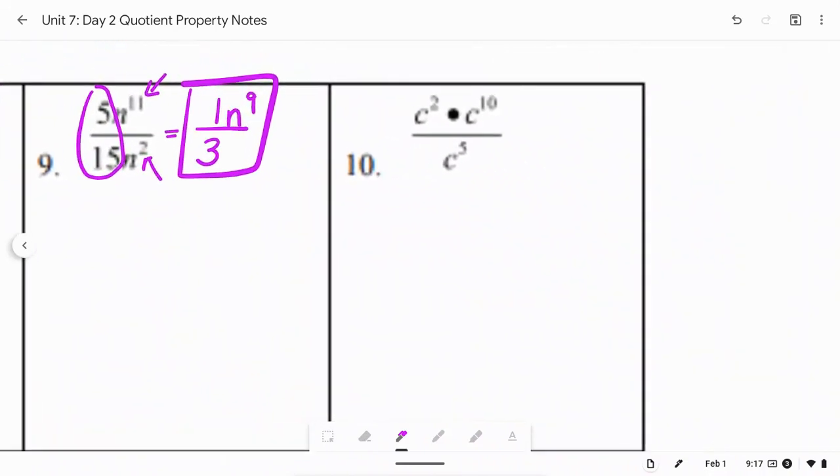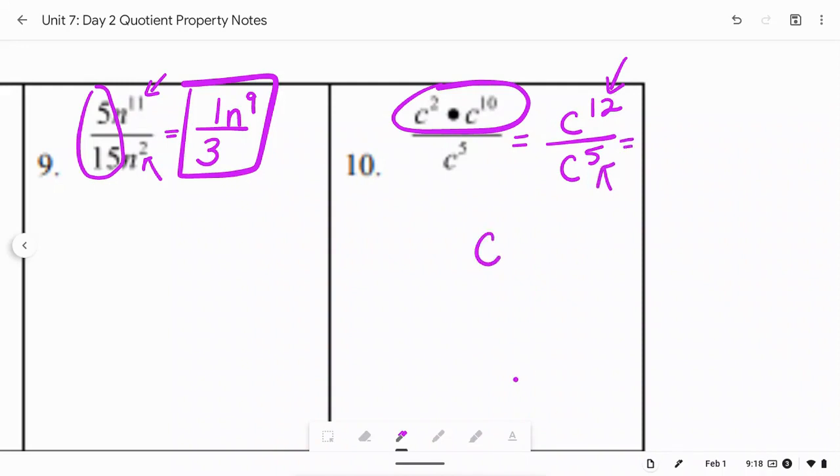10 is a little bit different because I have a multiplication problem in the numerator. So first I'm going to take care of multiplication. So for multiplying, remember from yesterday, you have to add the exponents. So 2 plus 10 would be c to the 12th power, and then over c to the 5th power. Now it's a division problem, so now we need to subtract the exponents. So we get 12 minus 5 is c to the 7th power.